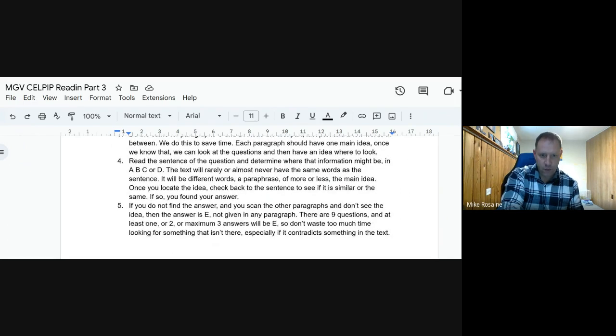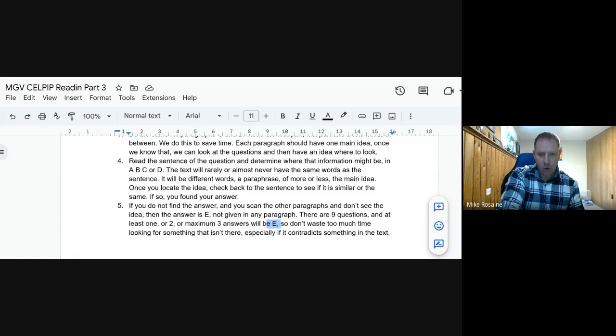What if not? Well, if you do not find the answer and you scan the other paragraphs and you don't see the idea, probably the answer is E. Now, scanning means not reading, but just looking, looking, looking. I don't see this idea. Well, if I don't see it, that means E. It's not given in any paragraph. There are 9 questions in total, and at least one of them, maybe 2, and a maximum of 3 will be E. So out of 9, maybe 1, 2, or 3 of those answers could be E.